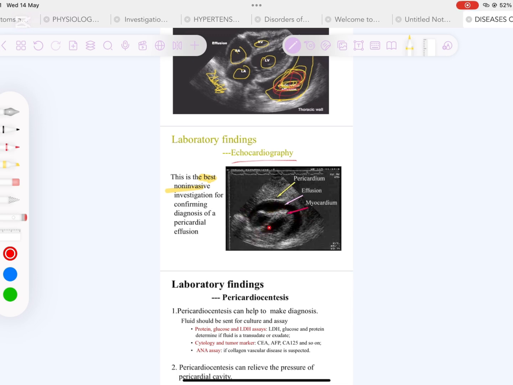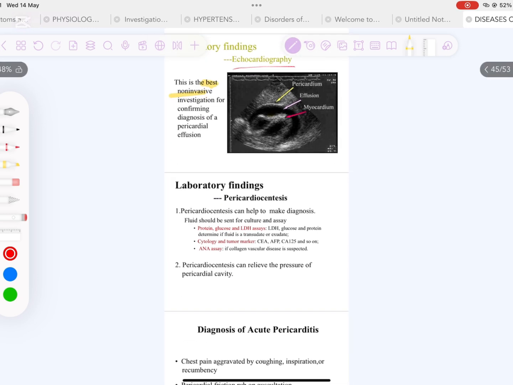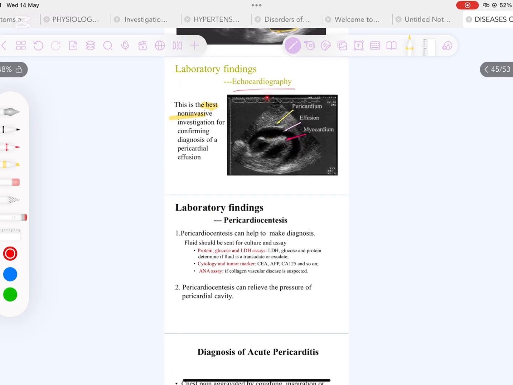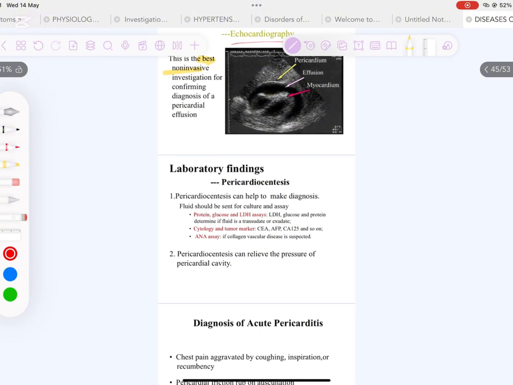It's not even supposed to be this big, because normally the pericardial space has something there. It said 15 to 50 mils. But now it's too much. Now for laboratory findings, again, like this ECG, the best.